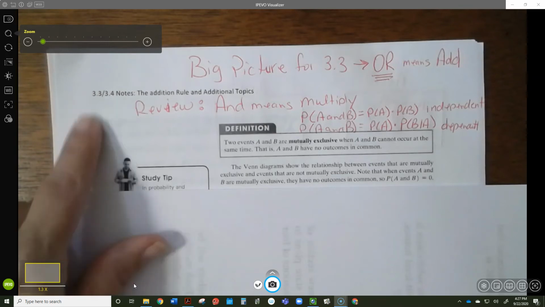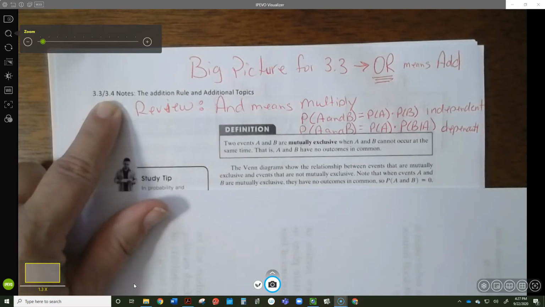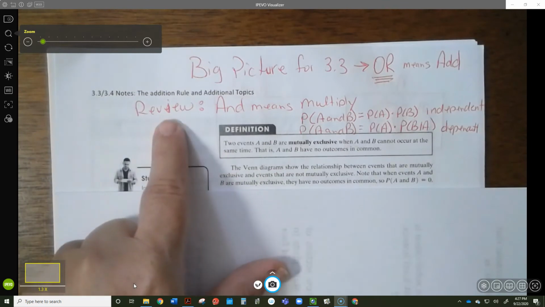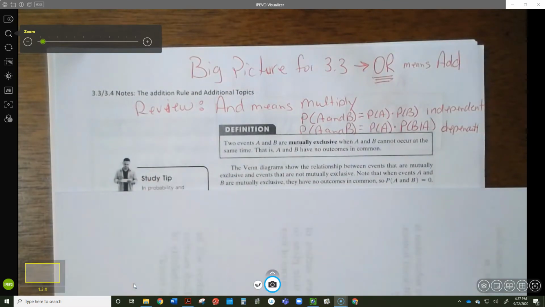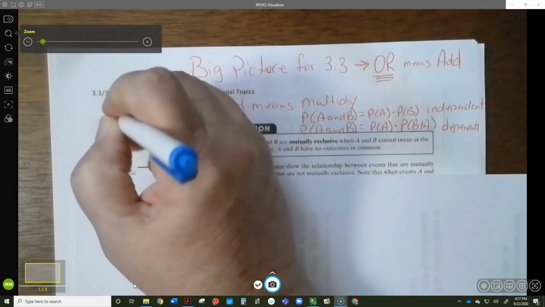All right, so we're going to do notes for 3-3 and 3-4. The big picture for 3-3 is the word or. A review for, here's my pen.